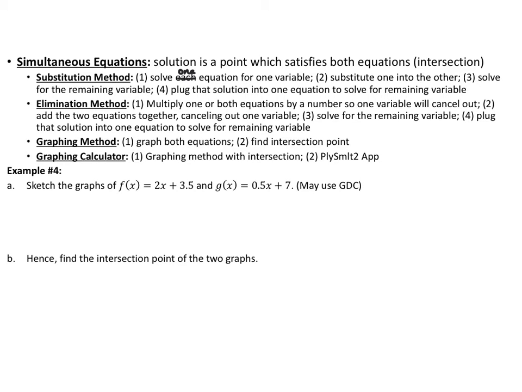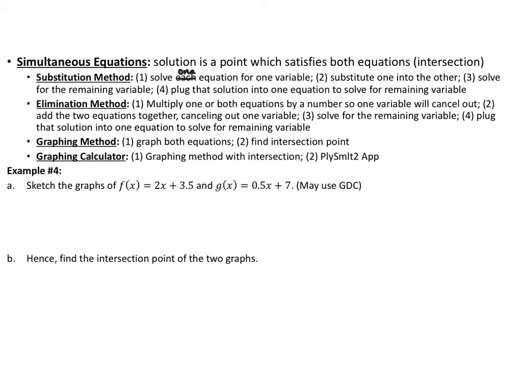Elimination method: multiply one or both equations by something so that one of your variables will cancel out when you add them together. Add them together, cancel out that variable, solve for your remaining variable, and plug that back in to find your other answer. Graphing method: graph the 2 equations and find where they intersect. That's not super easy to do by hand, but we can do it pretty easily on the graphing calculator. Or the other method on the graphing calculator is the Simultaneous app.